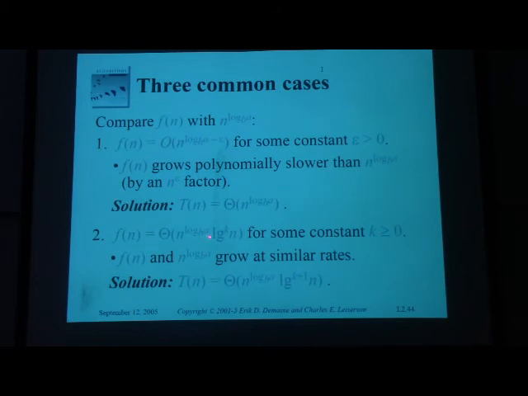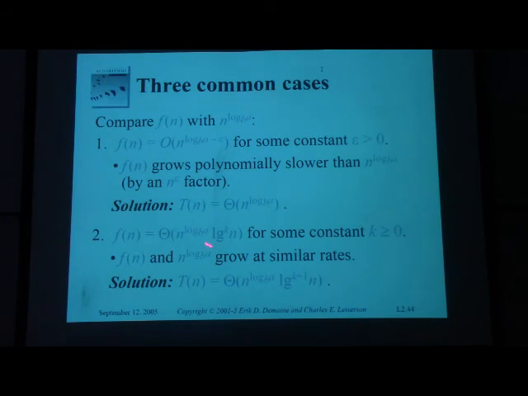lg^k n means (lg n) to the kth power. That's the notation. It just means lg n to the power of k. Now, what is k? Well, k could be a constant greater than or equal to 0. If it's a constant equal to 0, then lg n to the 0 power is 1. If k is equal to 1, it's going to be lg n. But if it's 2, it's going to be lg n squared.